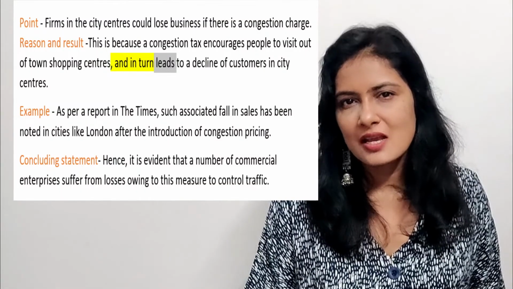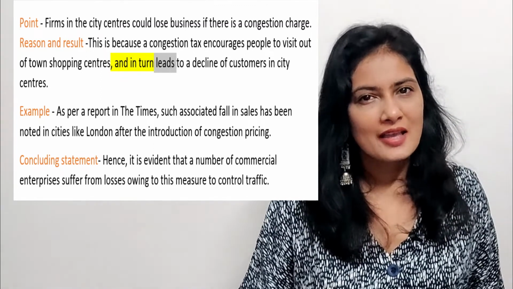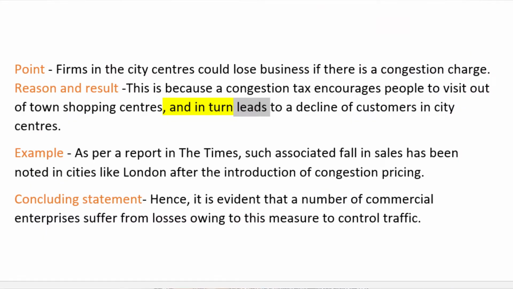Read these examples and see how the use of in turn helps you to develop your essay, to develop your point more efficiently. Firms in city centers could lose business if there is a congestion charge. Why? This is because a congestion tax encourages people to visit out-of-town shopping centers. So what? This in turn leads to a decline of customers in city centers. So unless we speak about this consequence, it does not come back to the point, that is, losing business.